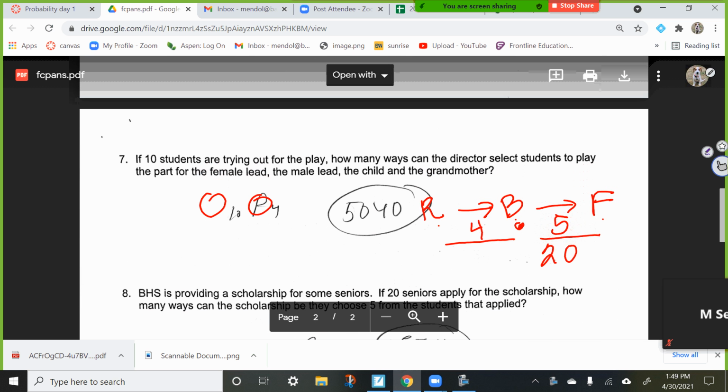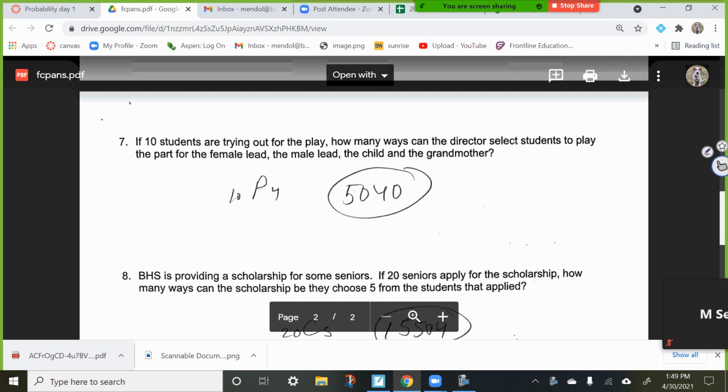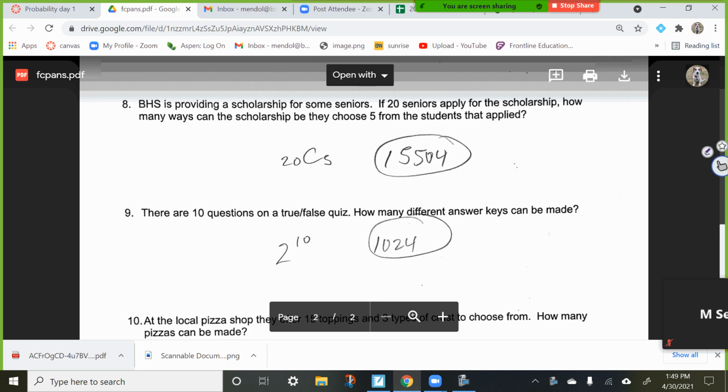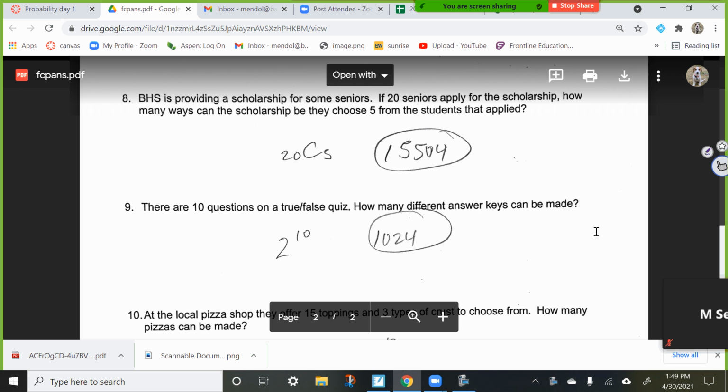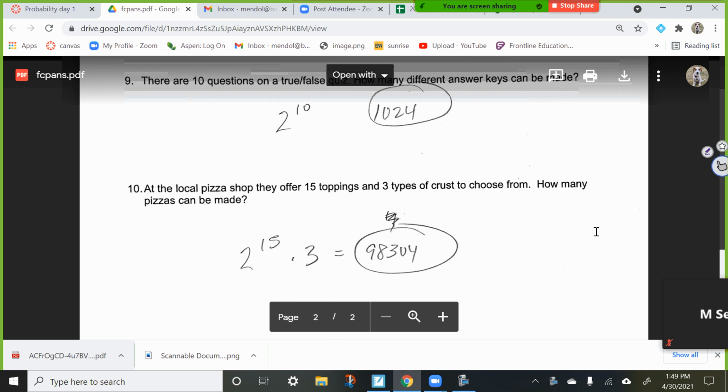All right, so then the last four, number 7, I did as a permutation. Number 8, I did as a combination. 9, I did as an FCP. And 10, I did as an FCP.